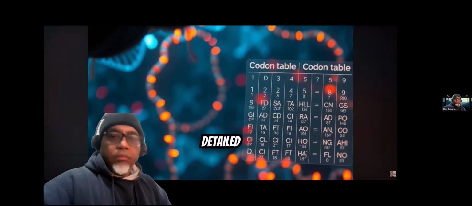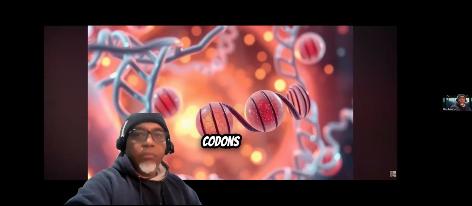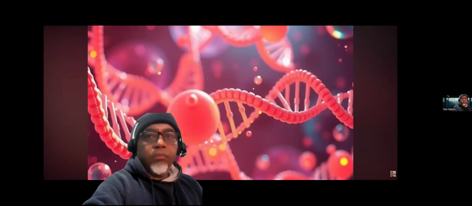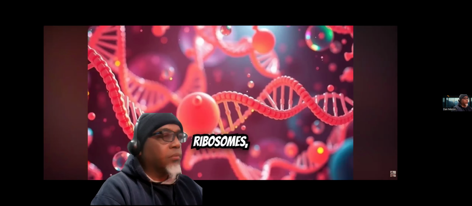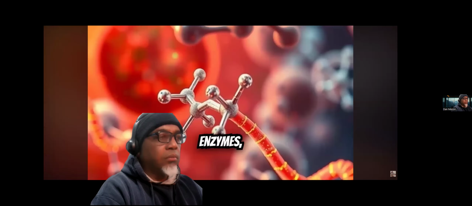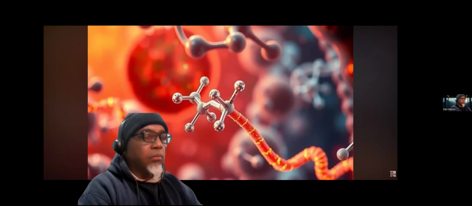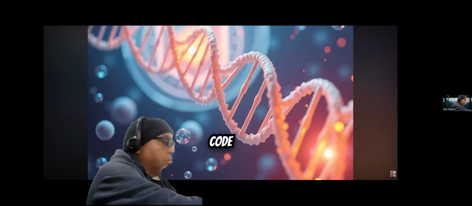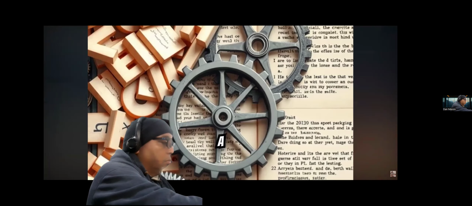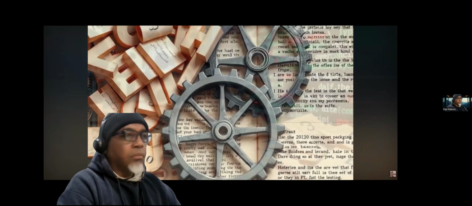There is a detailed table of meaning that shows how codons turn into amino acids. To translate, you need ribosomes, transfer RNA, enzymes, and energy. The procedure is like a computer compiler that turns code into action. Information theory teaches a simple rule. Only minds can make codes.